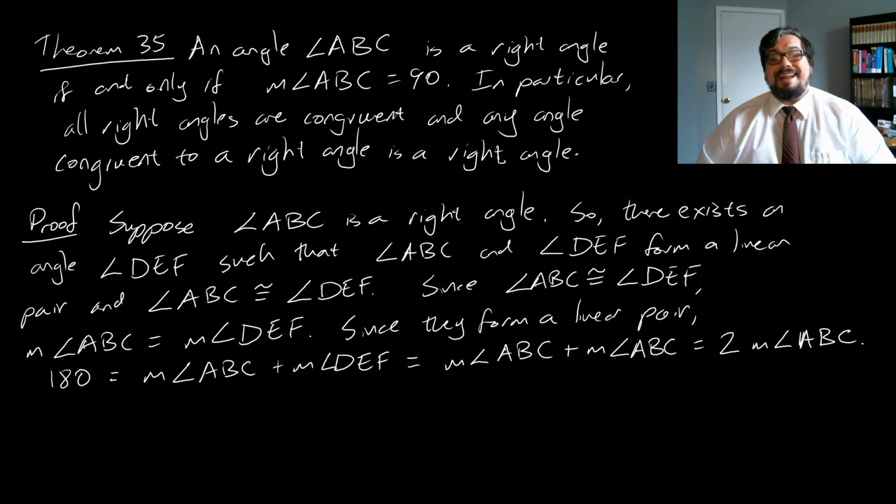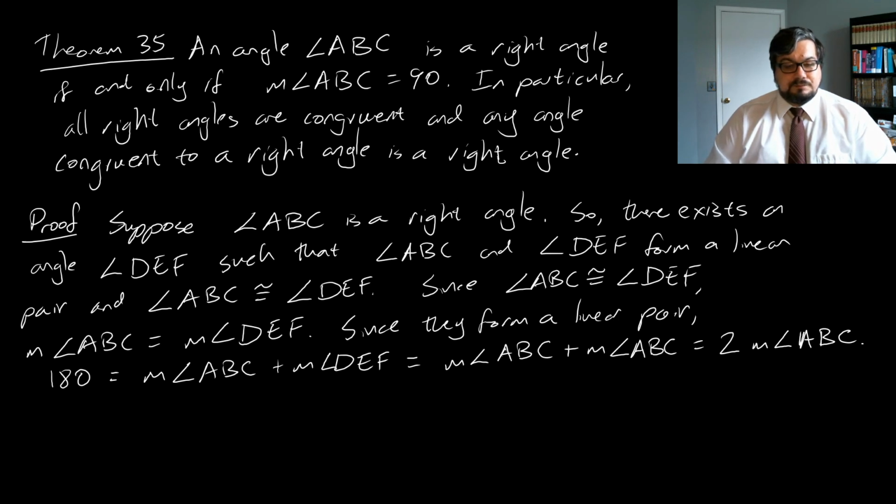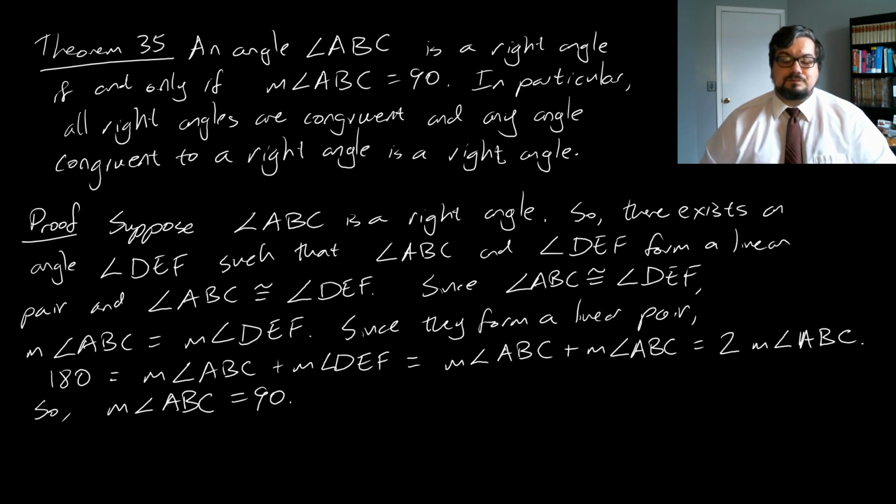So we have that 180 equals 2 times the measure of angle ABC, and therefore that means that the measure of angle ABC is equal to 90. So that shows us that if the angle ABC is a right angle, then it has measure 90. But that's only 1/2 of the statement. We also now need to show that any angle with measure 90 is a right angle. So let's go to that.